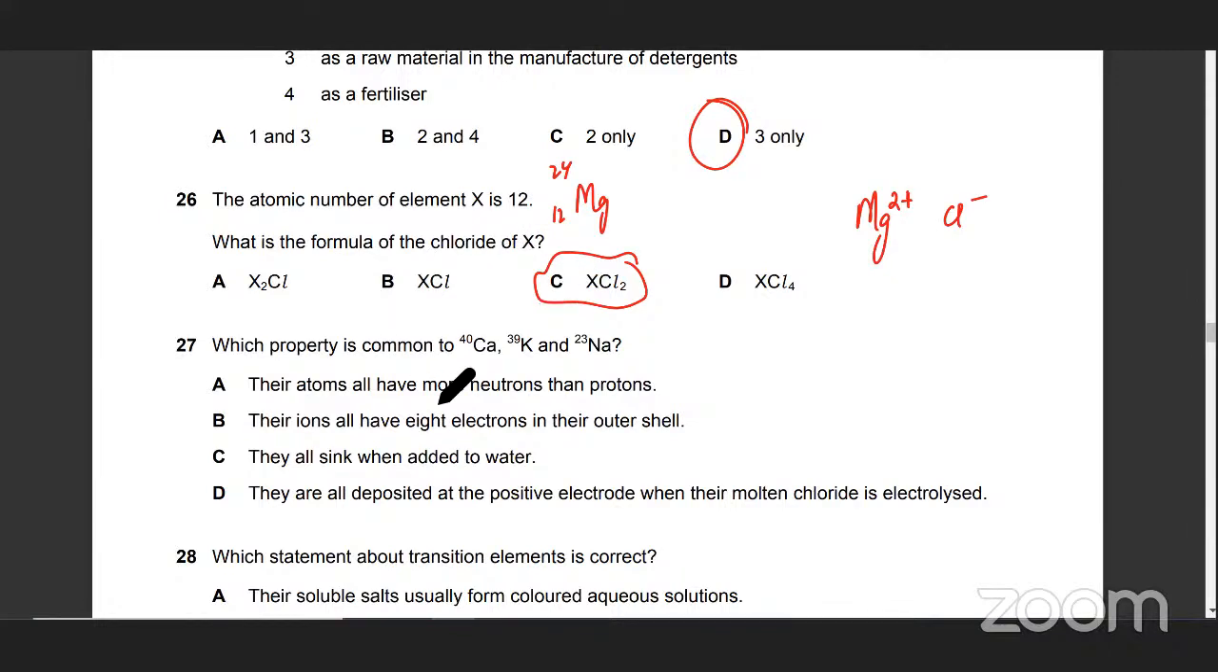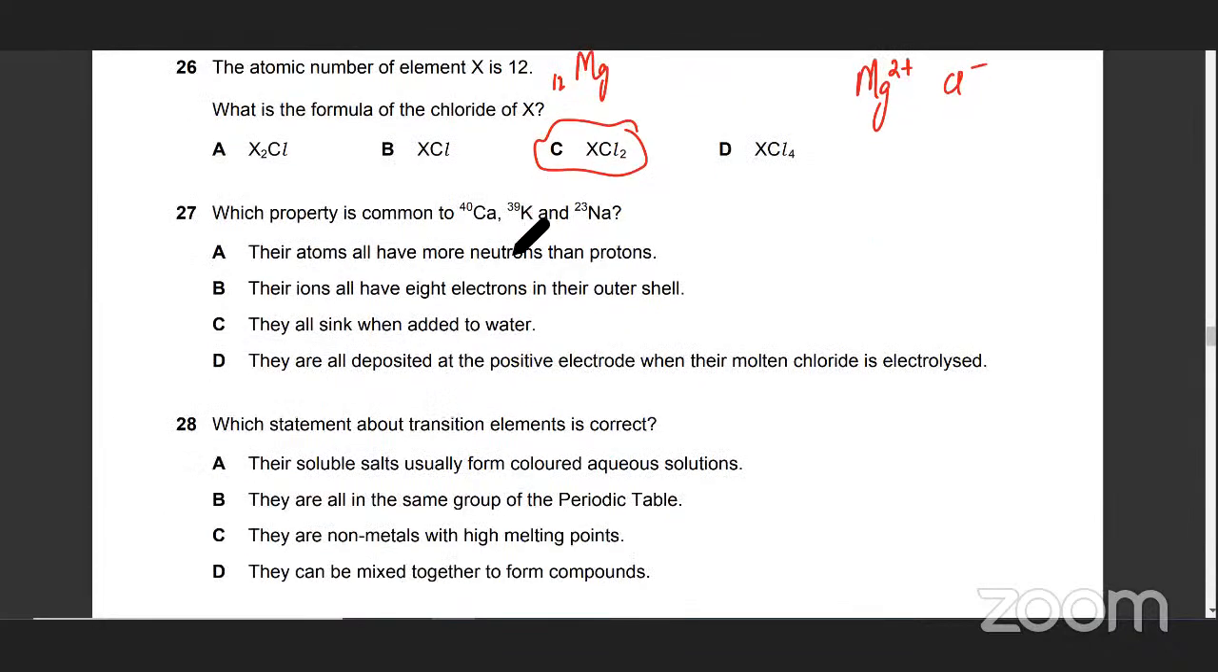So then the next one, 3 elements दिए हुए. The atoms all have more neutrons than protons. देखना पड़ेगा. Calcium is 20. Calcium के लिए गलत हो गया. Calcium is 20, potassium is 19, and you have sodium, which is 11. Calcium, the number of protons and number of neutrons are exactly the same. You get 20, or 40 minus 20 is also 20. So their atoms have more neutrons than protons, that's wrong. It doesn't apply to calcium.